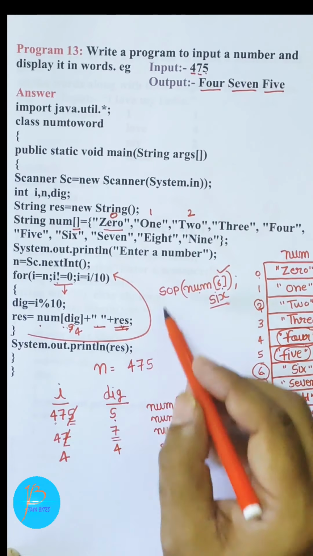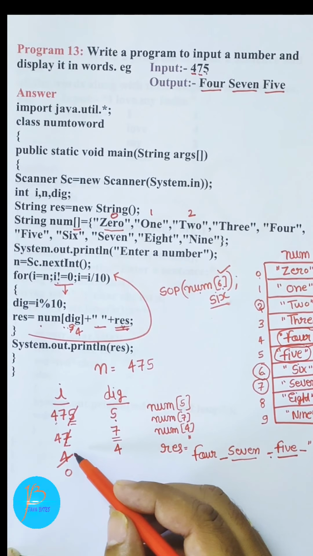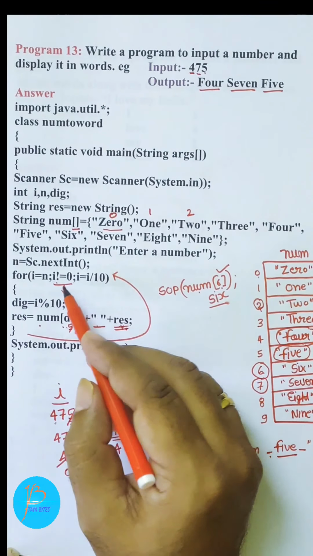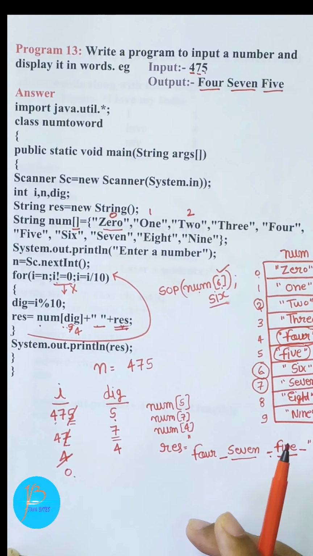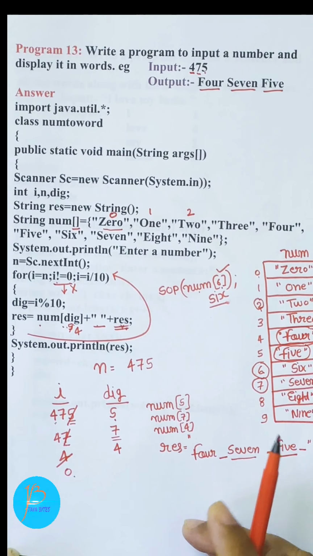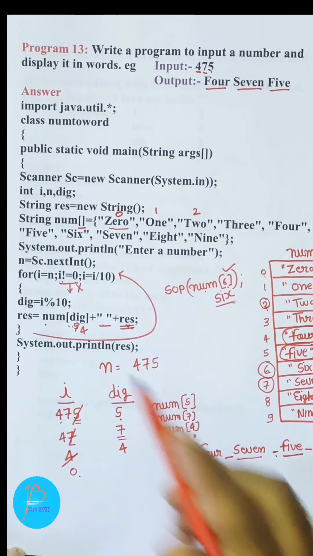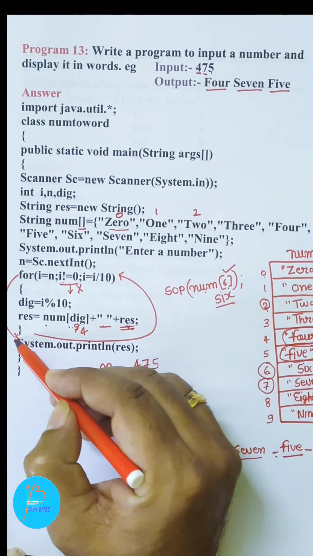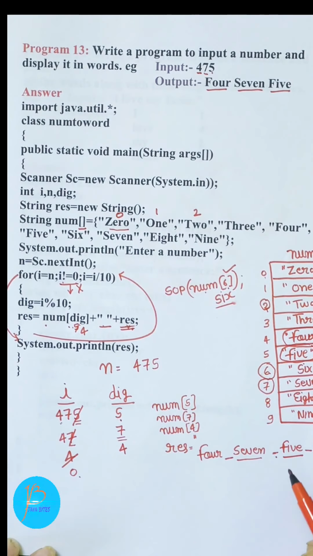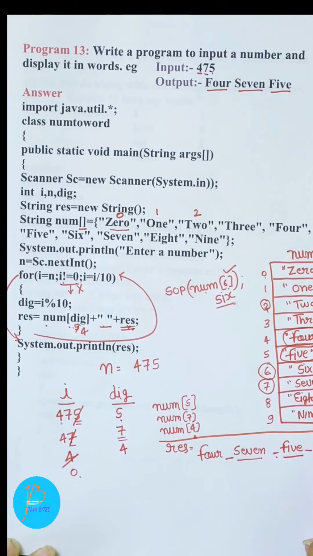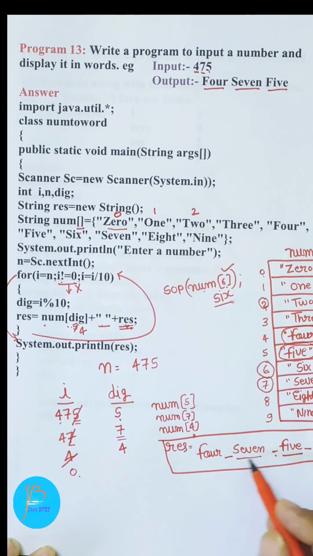After that children, control will go up. I equal to I divided by 10. So 4 will be divided by 10. It will turn to 0. If I is not equal to 0, wrong. So now the condition will get false and the loop gets terminated and the control will move out from the loop. And when the control will move out from the loop, the next line is System.out.println(res). So now the value of res will be printed on the screen, that is 475.